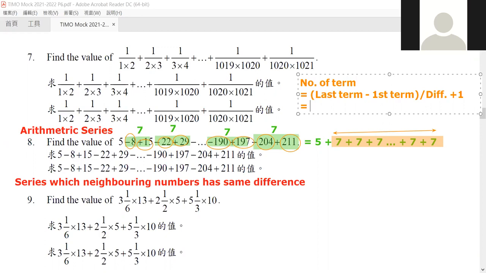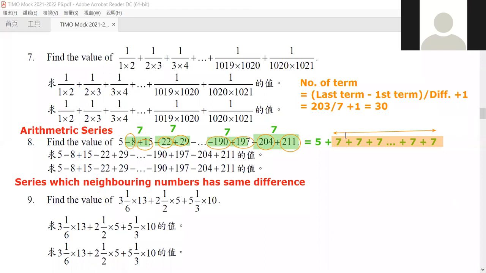So if we try to do this, this will be 2211 minus 8, which is equal to 2203, divided by 7, and then plus 1. So 203 divided by 7 will be equal to 29, plus 1, and it will equal 30. So there are 30 terms here.